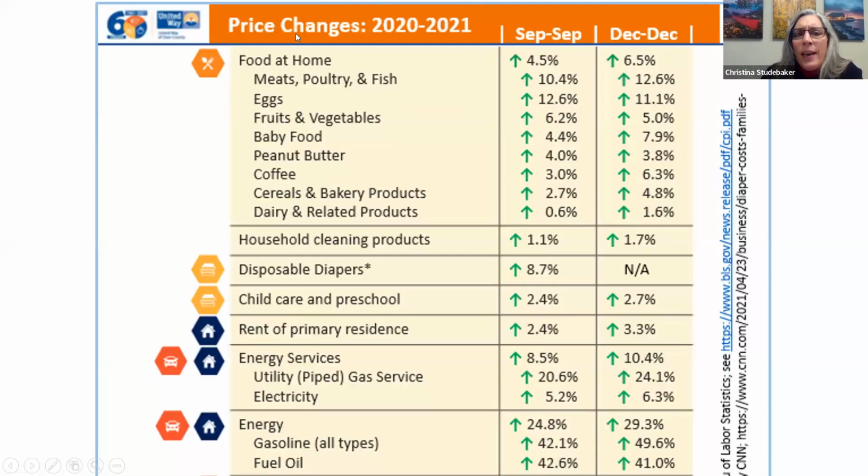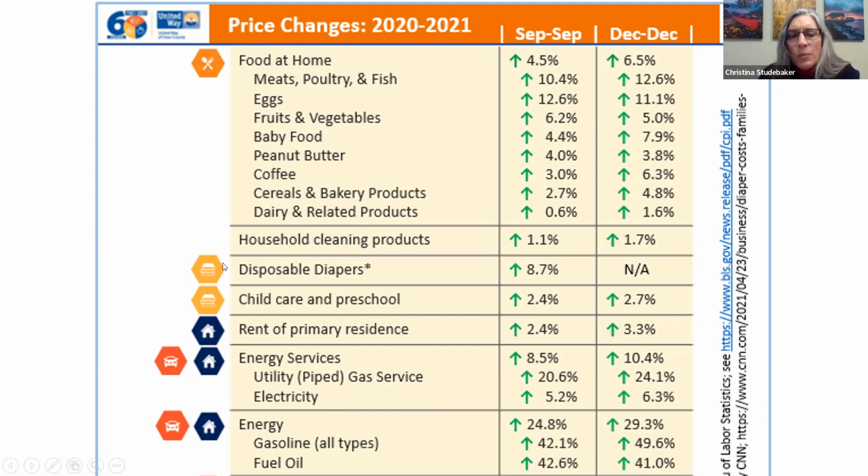So we looked recently at the price changes. These are inflation over yearly time periods: September 2020 to September 2021, December 2020 to December 2021. The recent inflation is just crazy. It hasn't been this high in 40 years. But looking at these specific categories is really telling, thinking about where ALICE households spend their money. This is not exhaustive. The list of categories on which the Bureau of Labor Statistics collects information is multiple pages. Once again, I pulled out some things thinking about ALICE households to help us understand how much recent inflation has impacted their monthly budgets. So you see food at home, the increases, disposable diapers.